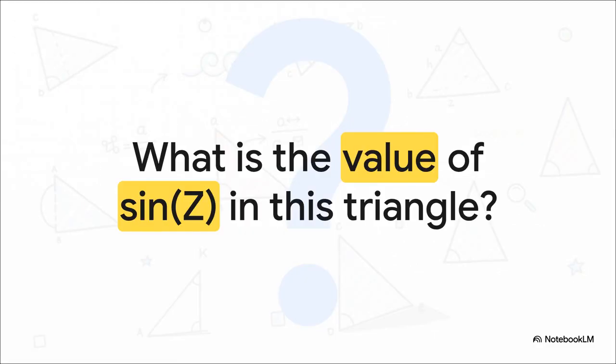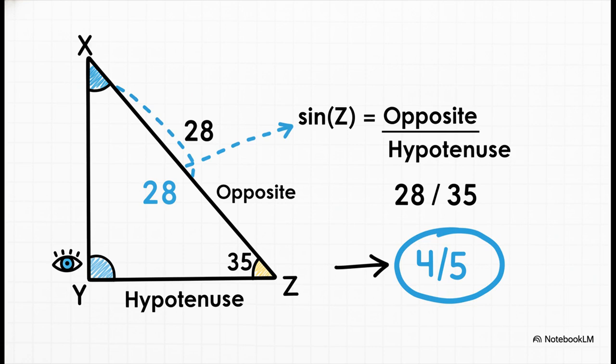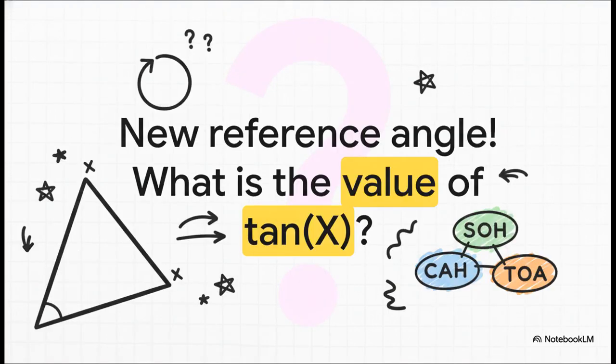Okay, first up, look at this triangle. We're going to use angle Z as our reference point. So, what's the sine of Z? Let's think. SOH. Sine is opposite over hypotenuse. All right, from Z, the side opposite is 28. The hypotenuse is the long one, that's 35. So, sine of Z is 28/35. And if you simplify that fraction, you get 4/5. Boom, done.